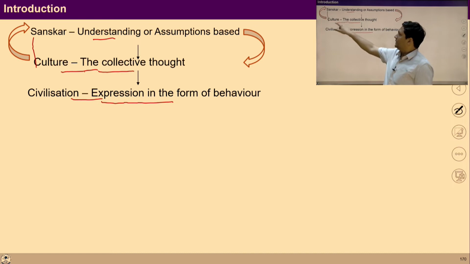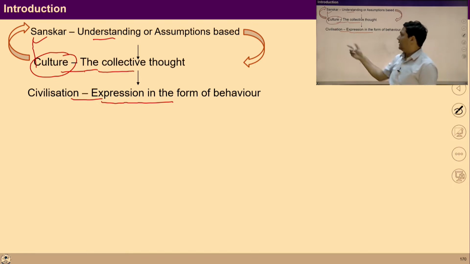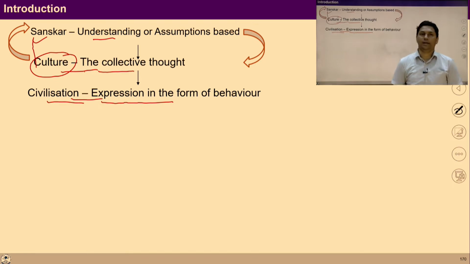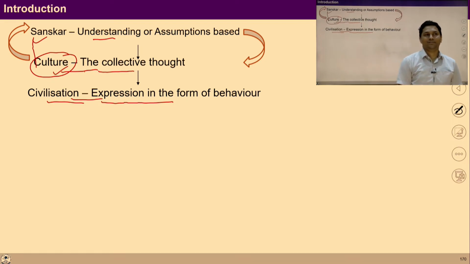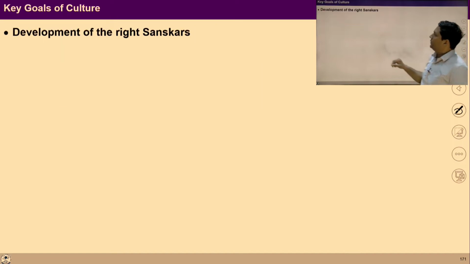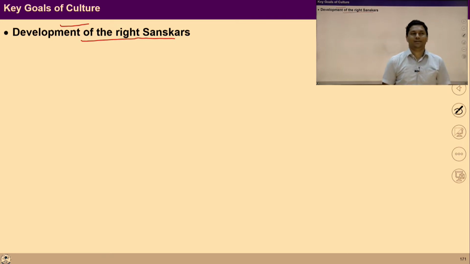So in this lecture basically we are going to talk about culture. In the previous lecture we studied Sanskaar, and in the next lecture we will study about civilization. So let's understand the culture. One important point is, what are the key goals of culture? Number one, development of the right sanskars. The key goal of culture is the development of right sanskars of every individual.